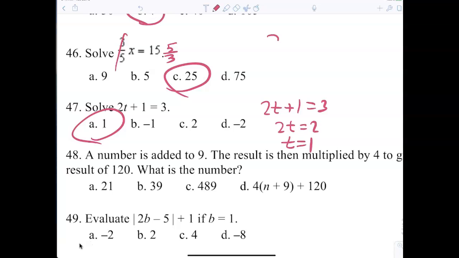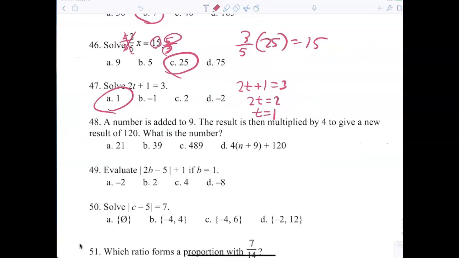Isn't 3/5 of 25 15? You see what I mean? Right, so to solve a fraction, remember now, good question, you just multiply by the reciprocal. 5/3 cancels, right? And then 15 divided by 3 is 5. 5 times 5 is 25.